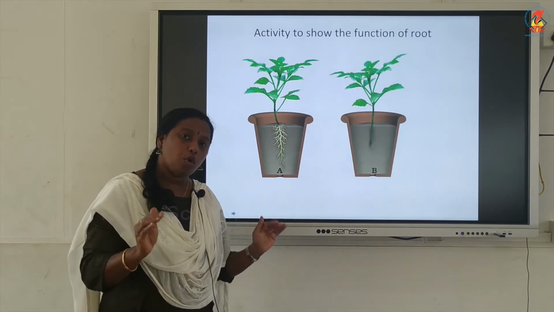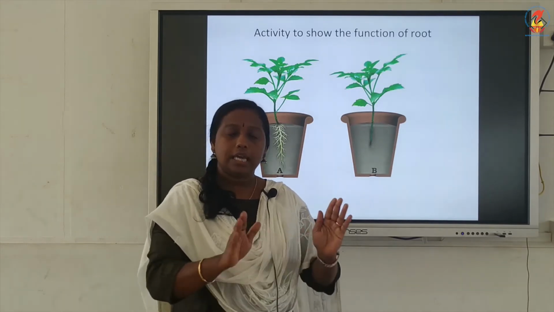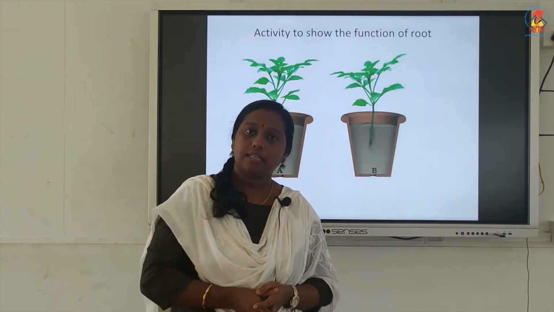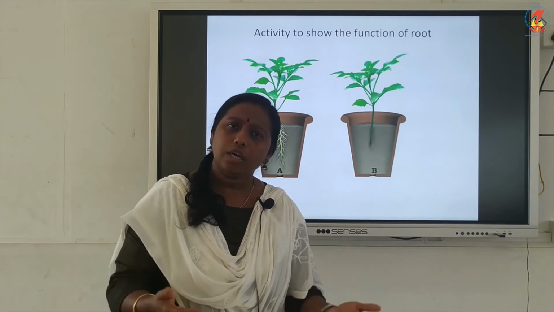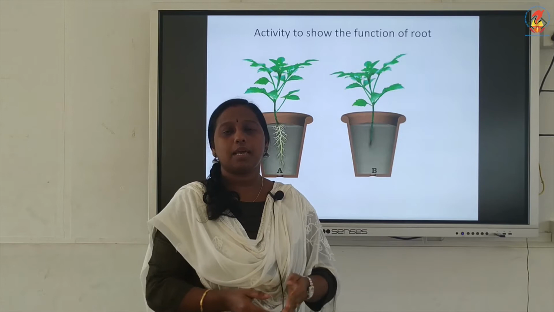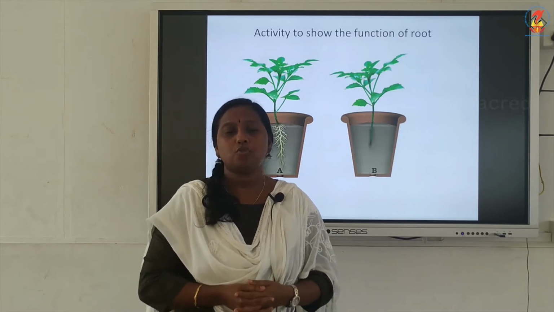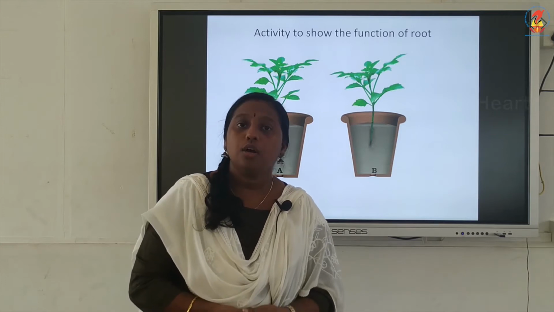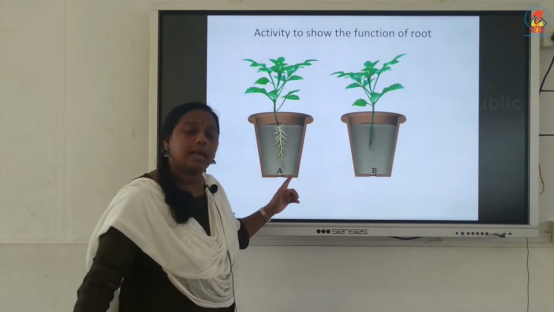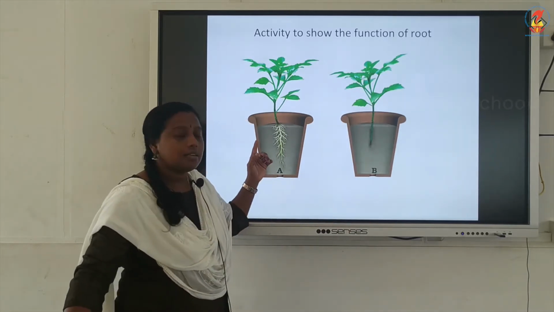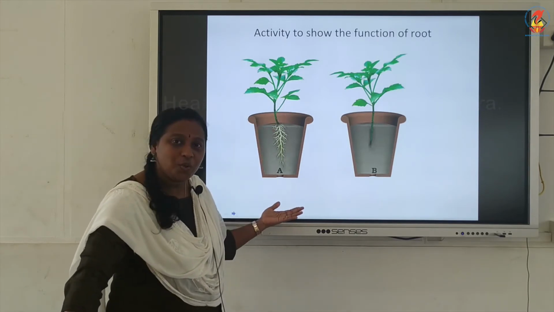You pour water to these plants and keep them aside under sunlight for some time or for one day. After some time, or after one day, you come and observe what happens to these two plants. You can very clearly see that the plant kept in pot A is still healthier because the plant was having root.